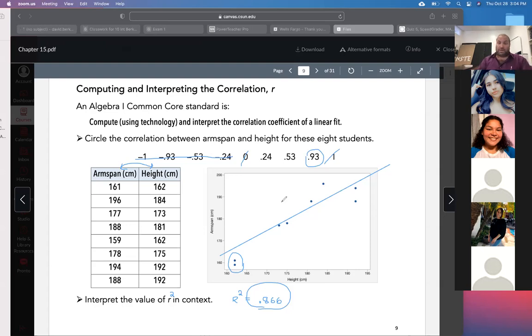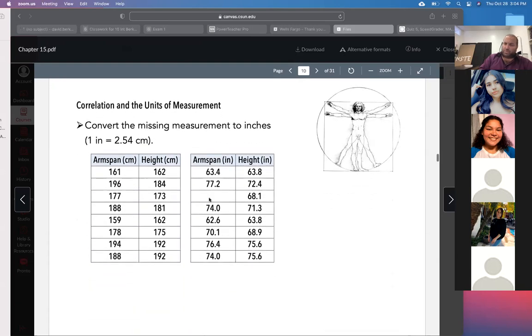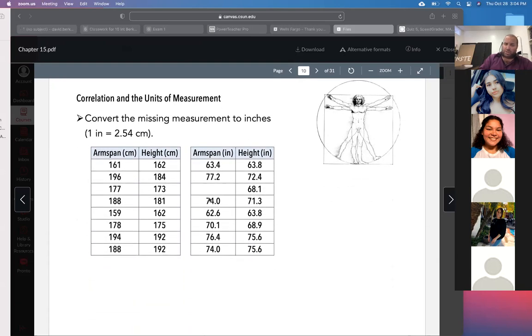Yes. Okay, I hope so. It's a little subtle, and historically, people in stats classes have a difficult time with that one. So no one is asking. I'm hoping everything's okay. So, correlation and the units of measurement.